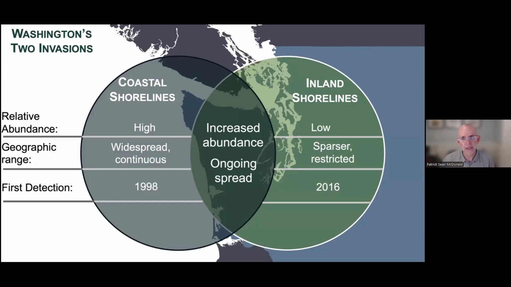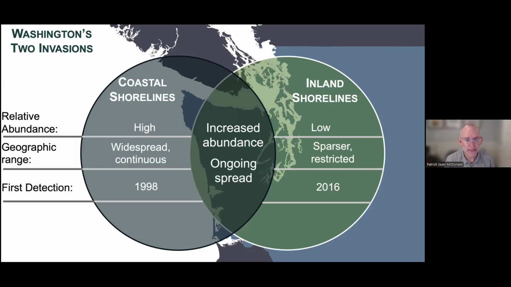Now, in the inland waters, overall, the populations are by and large fairly low. There's a smattering here and there, and there are monitoring and control efforts to try and address that. Their populations are sparser, they're more restricted, and certainly they haven't been established nearly as long. So we have in some ways sort of a jumpstart on addressing the challenge.